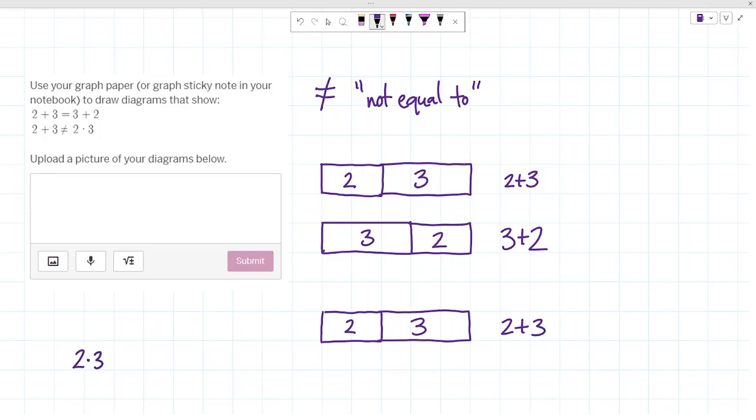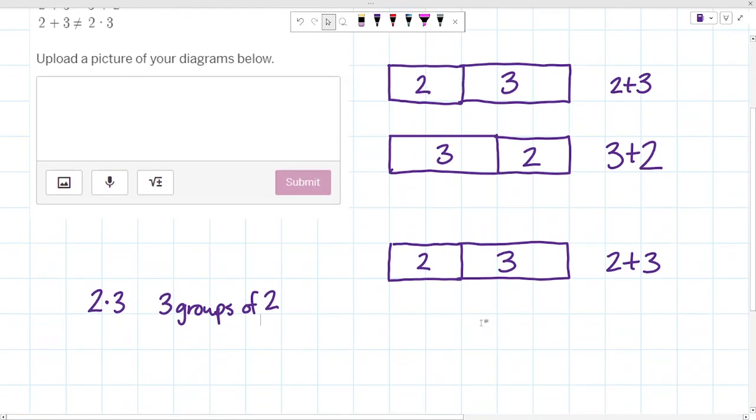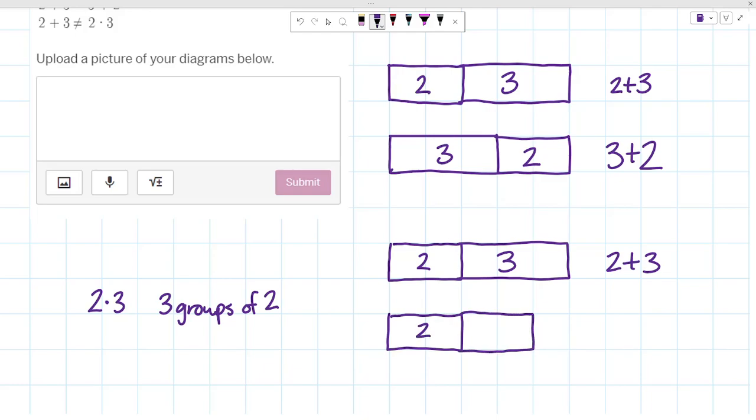So for 2 times 3, let's draw 3 groups of 2. So keeping that in mind when we draw our diagram. Let me zoom in a little bit. So let's draw 3 groups of 2 to represent 2 times 3. Or you could draw 2 groups of 3. But I'm going to draw 3 groups of 2. So I would have 2, there's one group, there's another group, there's another group. So this is 2 times 3.